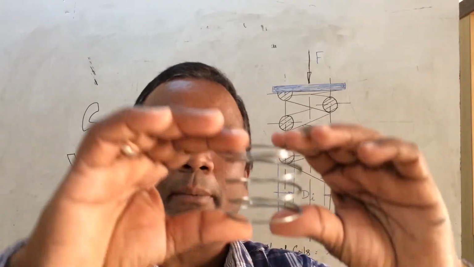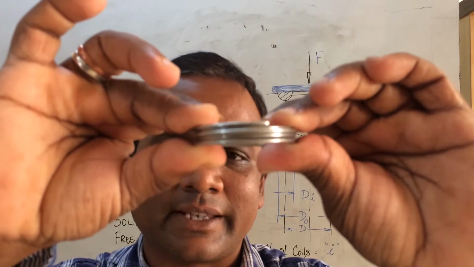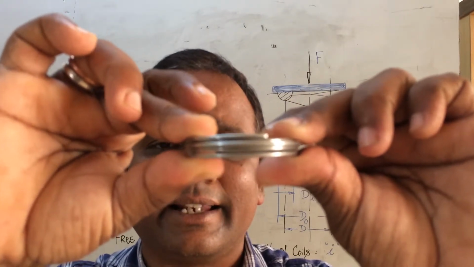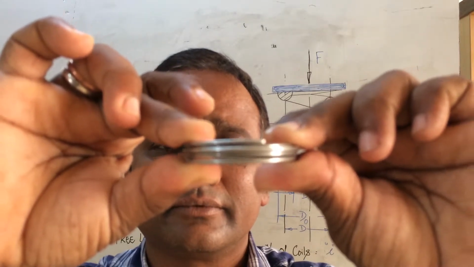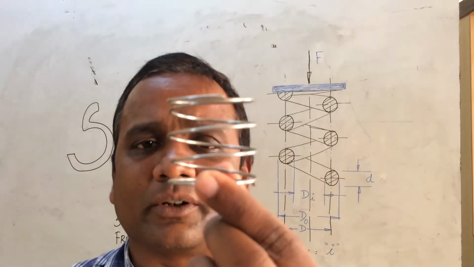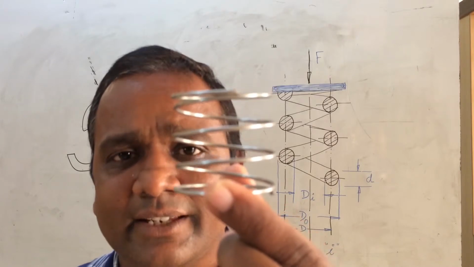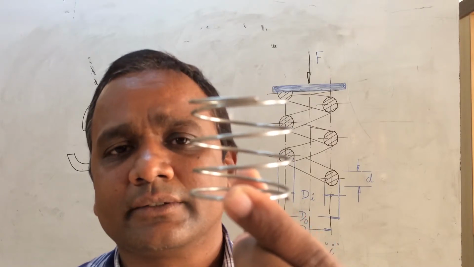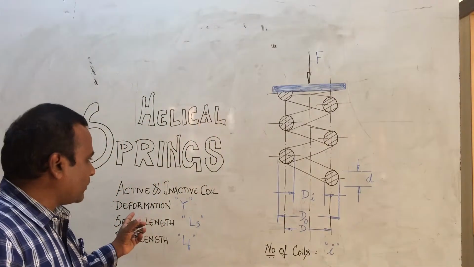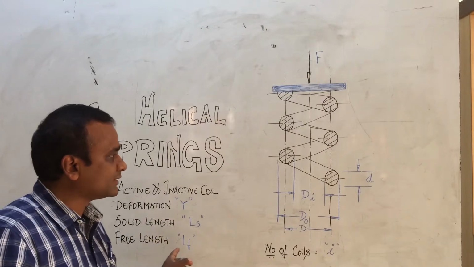Whenever the spring is at fully loaded condition, when the coils are quite adjacent to each other, this length is said to be the solid length. In a similar way, when the spring is at free load, with no load, the length that we see is the free length. The deformation is termed as y, solid length as ls, and free length as lf.